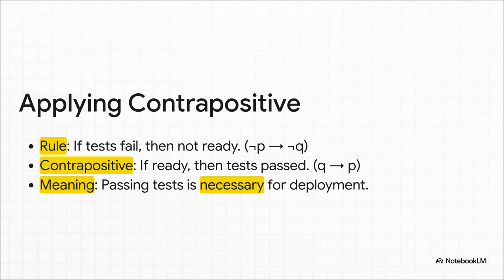Let's flip and negate that original rule. What do we get? If a program is ready for deployment, then it must have passed all test cases. See how much clearer that is? It takes an implicit requirement and makes it explicit. It's the same exact logic, just framed in a way that's much more useful for making a decision.